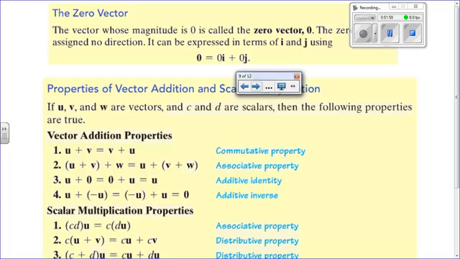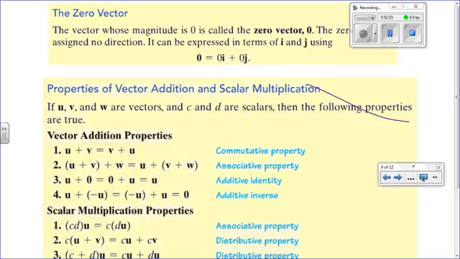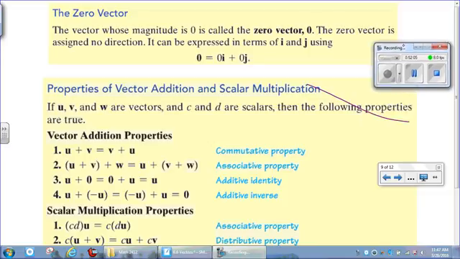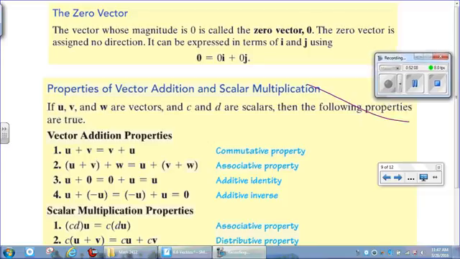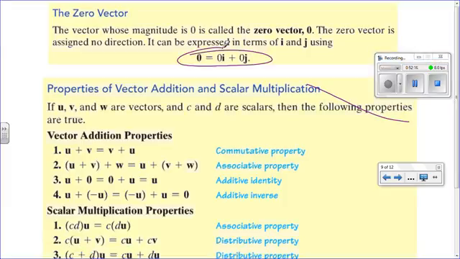All right, now the zero vector. And so just like all real numbers have 0, vectors also have something called, actually matrices also have the 0 matrix. So in this case, we also have a thing called the 0 vector. And so the 0 vector has a magnitude equal to 0, and also it has no direction. And we could still express it in terms of i and j, and it would just look like that.